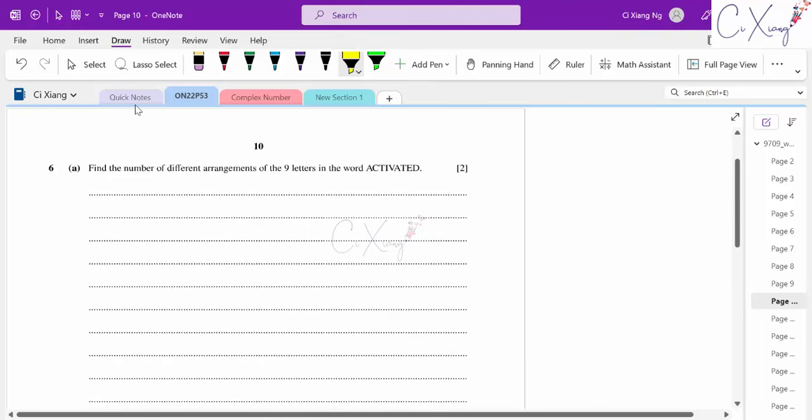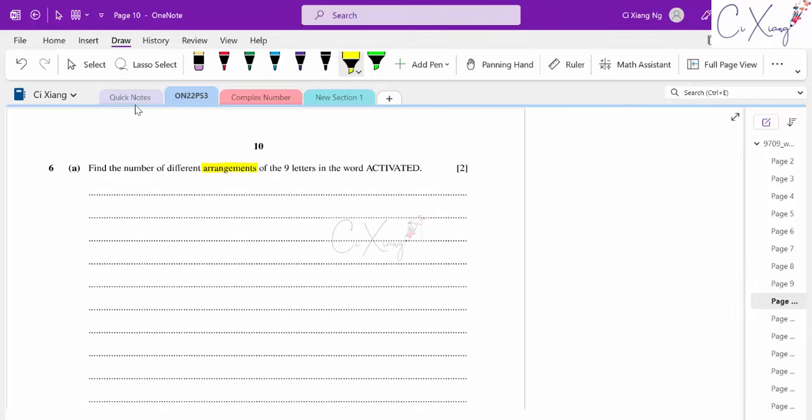Question number 6. Find the number of different arrangements, highlight the keyword arrangement. So the solution will involve permutation. Arrangement is a keyword for permutation. Your steps might involve n factorial or maybe nPr later. We have 9 letters here in the word activated. Usually, before I arrange all the letters, I will list out the possible letters that we have, so that we can see whether we have any identical letters or not.